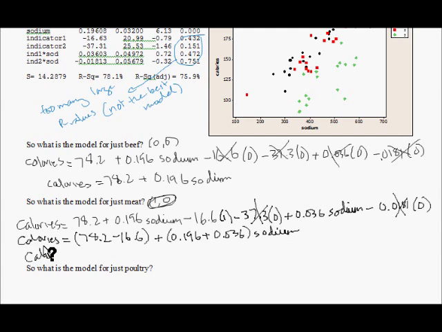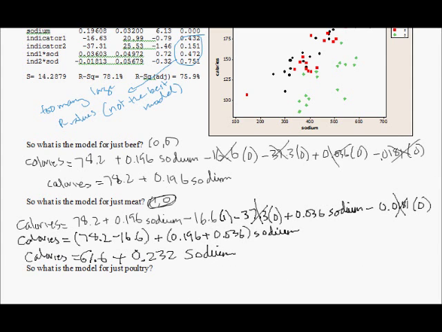So calories is equal to, get the calculator out, so we want 78.2 minus 16.6. So it looks like we've got 61.6. So here we've got 61.6, and then I want to add to that, take the 0.196 plus 0.036, 0.232 times sodium.